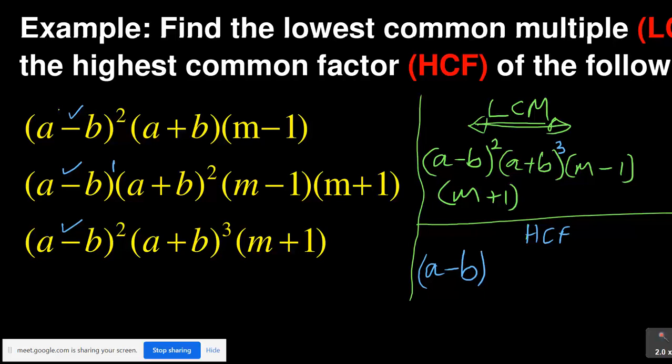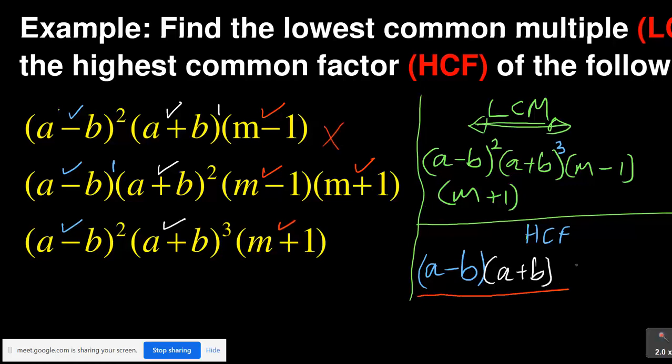Alright. We check the second one. A plus b is repeating in all the 3, but the first one is the one with the power 1. So you've got your a plus b. And then you do the next one, which is m minus 1. But I don't have m minus 1 in the third one, so it's not common. Again, I've got m plus 1 in the second and the third, but it's not in the first. So which means my highest common factor is complete like that.